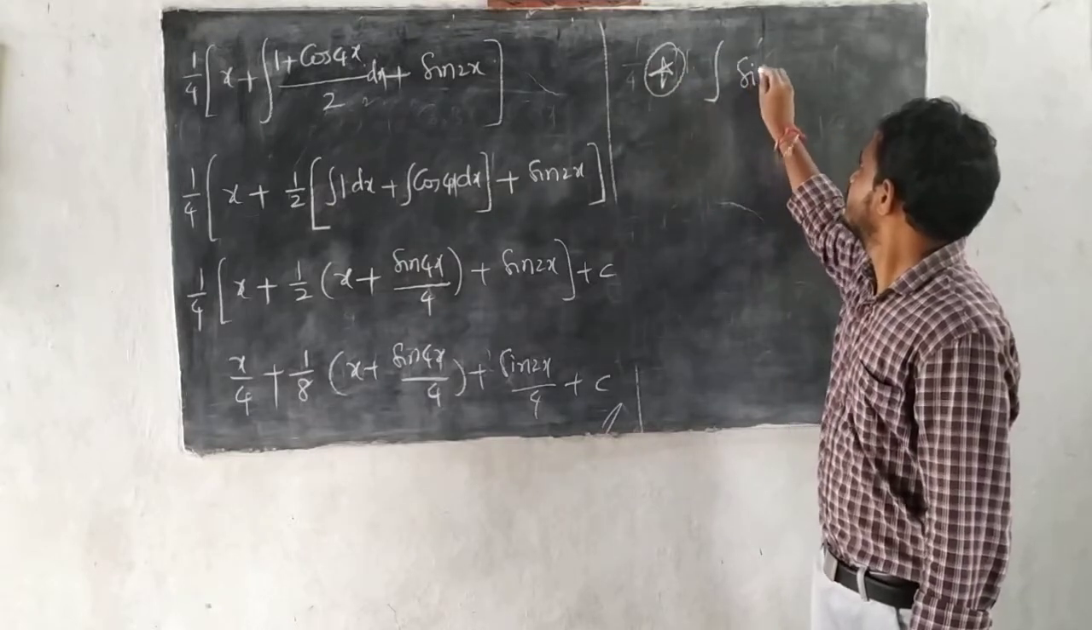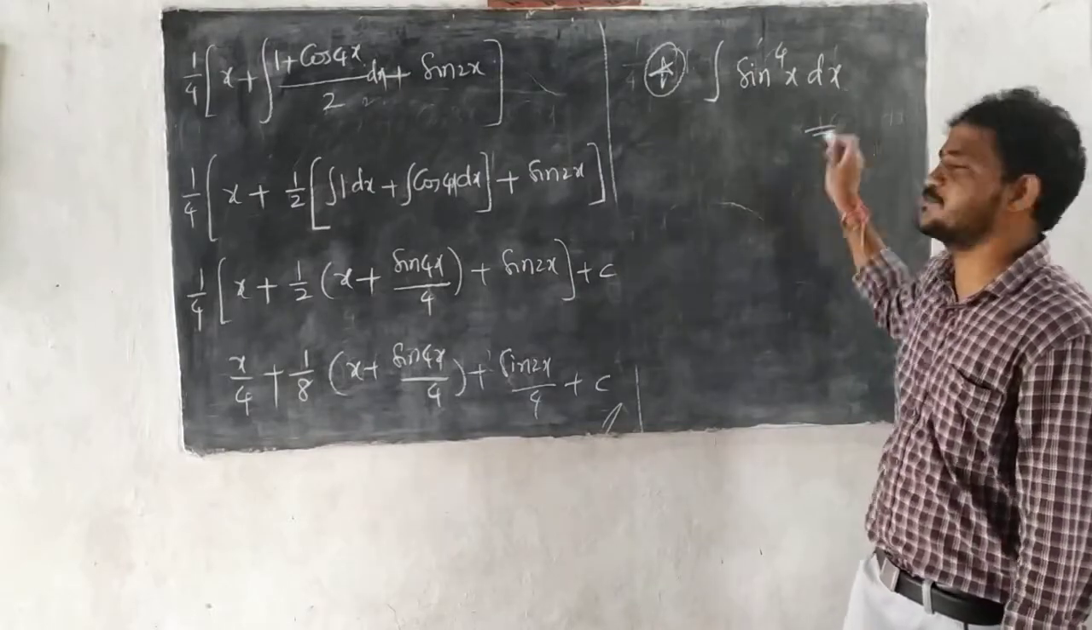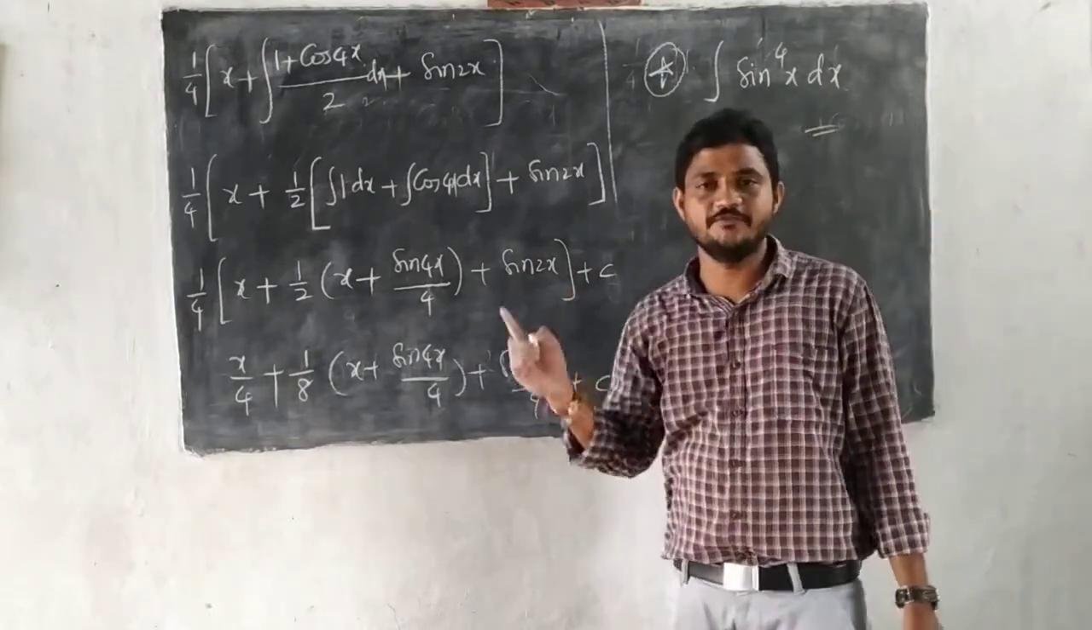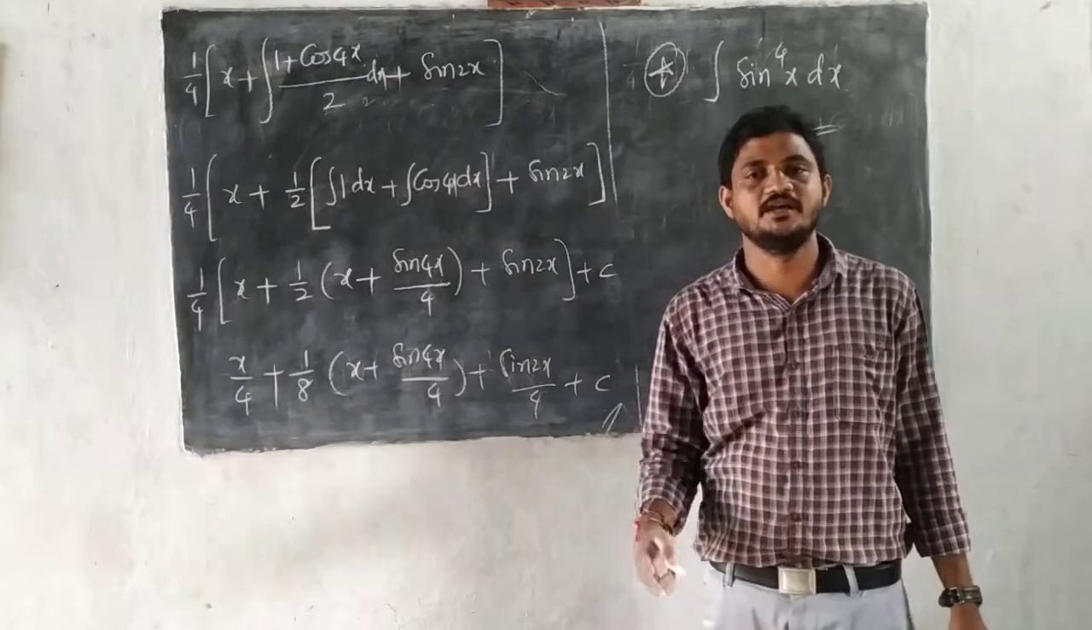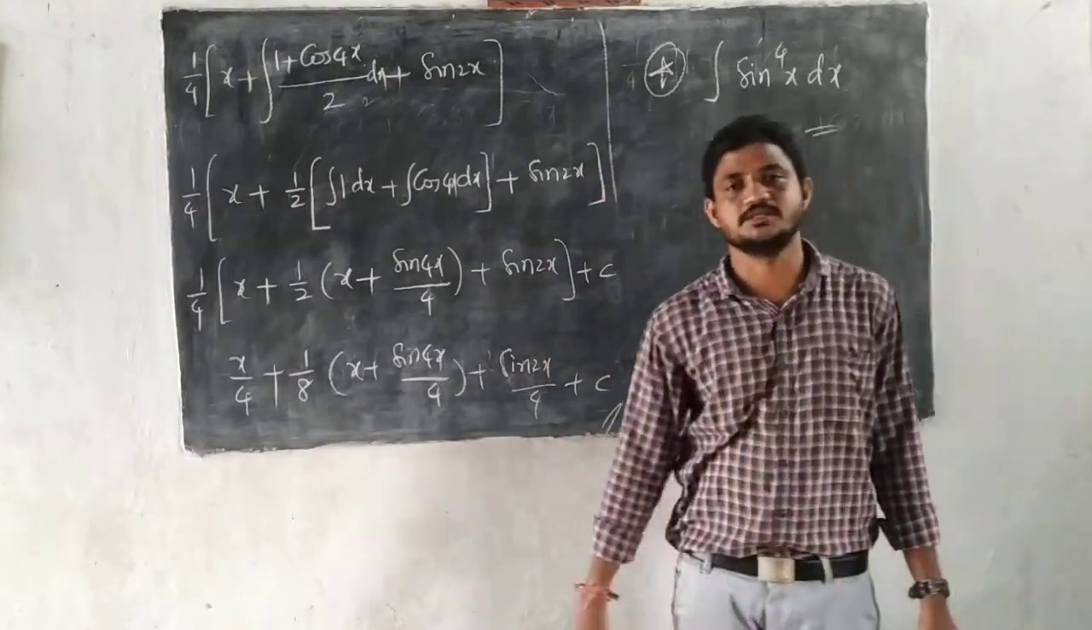Integral sin to the power of 4x into dx. Solve this problem similarly. Write sin to the power of 4 as sin square x and whole square, and then use sin square x formula. Then follow the similar procedure.